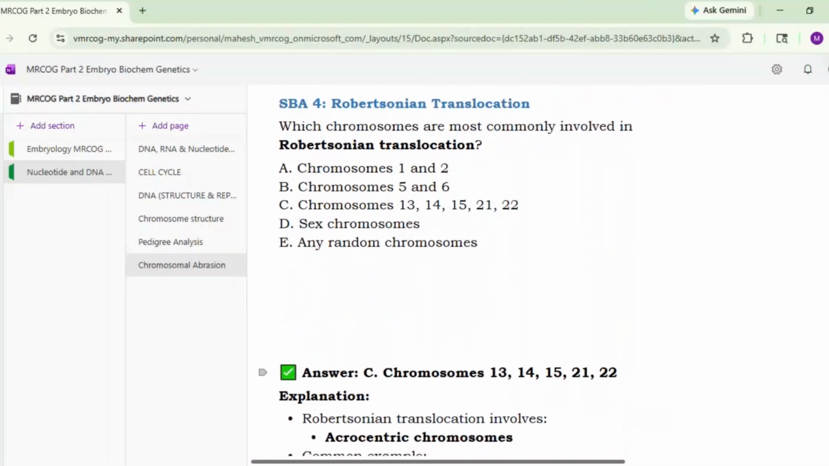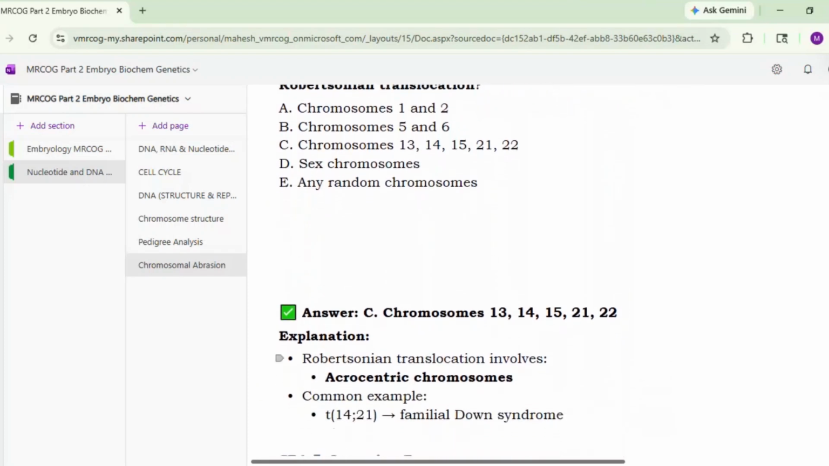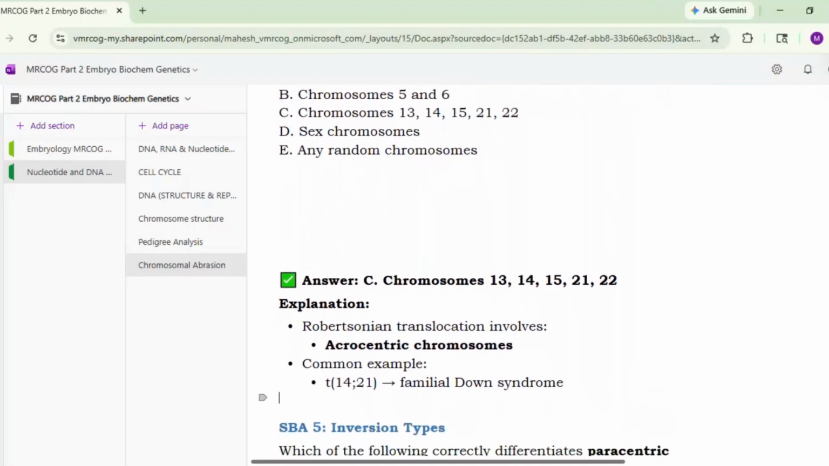Okay. So you see the 21, Robertsonian Down is there. This will give the clue. There is no other 21. So chromosomes 13, 14, 15. This happens in the acrocentric chromosomes. This is very typical. So Robertsonian translocation involves acrocentric chromosomes. Common is a translocation between 14 and 21. That is familial Down syndrome.